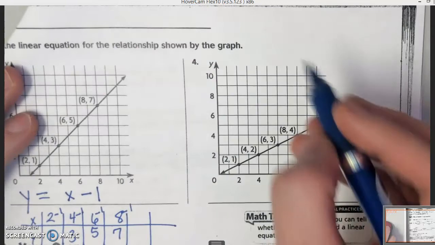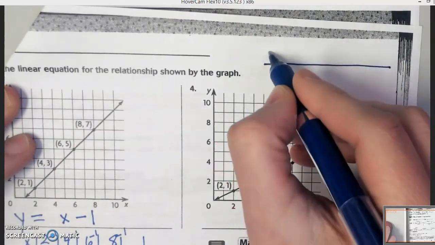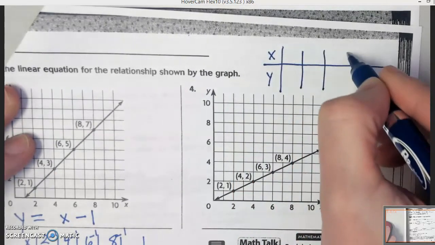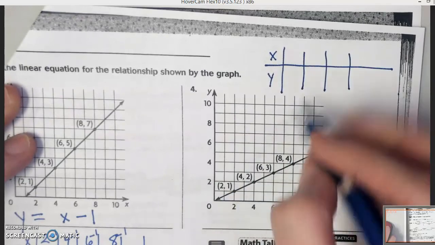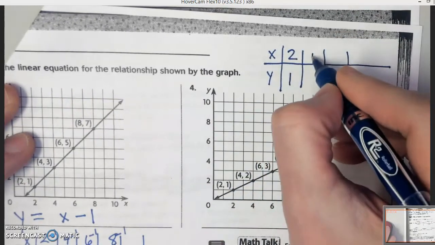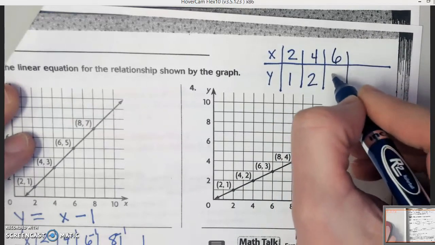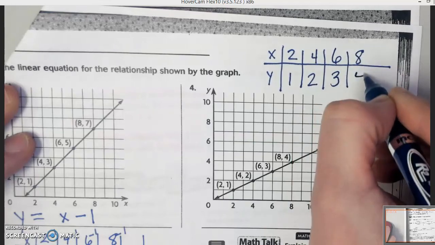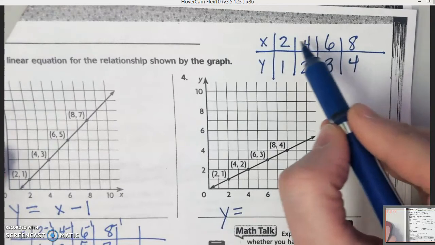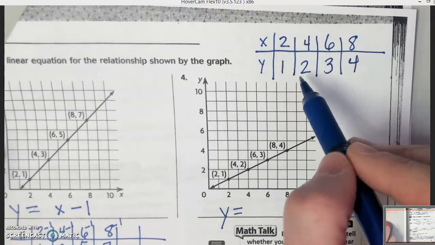Alright, for the next one, I'm going to do my table up here because there's a little more room to write it. So my X's and my Y's. So right here I have 2 for X, 1 for Y. Then I have 4 for X, 2 for Y. 6 and 3, and then 8 and 4. This is going to be Y is equal to. What am I doing to my X's to make them equal to my Y's?